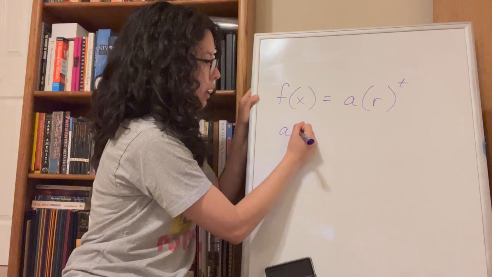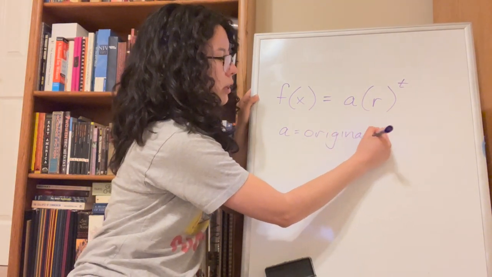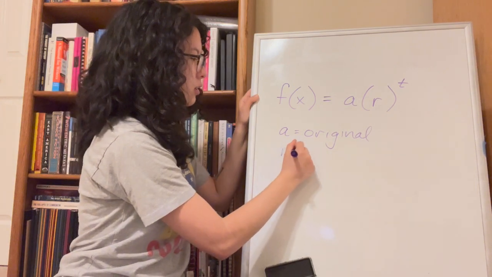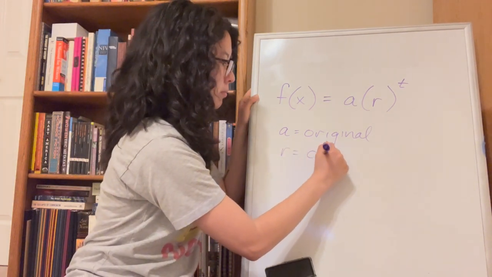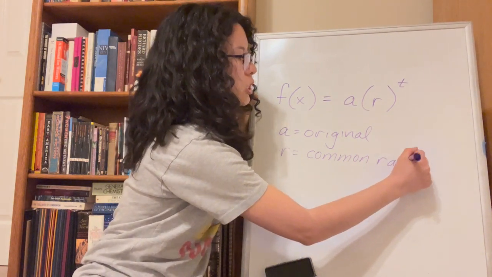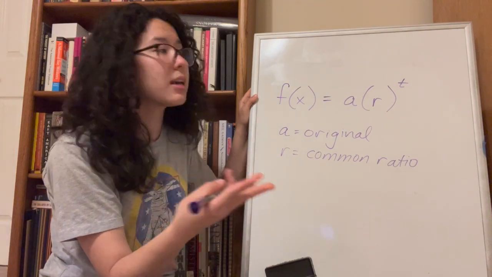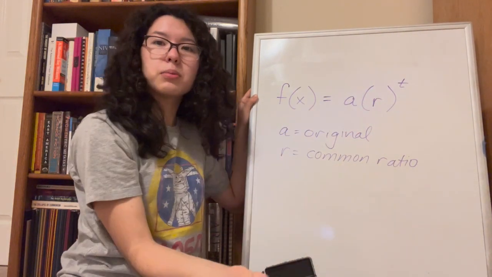Let's talk about what each of these things mean. Okay, a is the original amount. This is what you start with. In the very beginning, you only have this. r is the common ratio, right? After 1 year, we would just multiply by the common ratio once, after 2 years twice, after 3 years 3 times, and that's what t is representing.